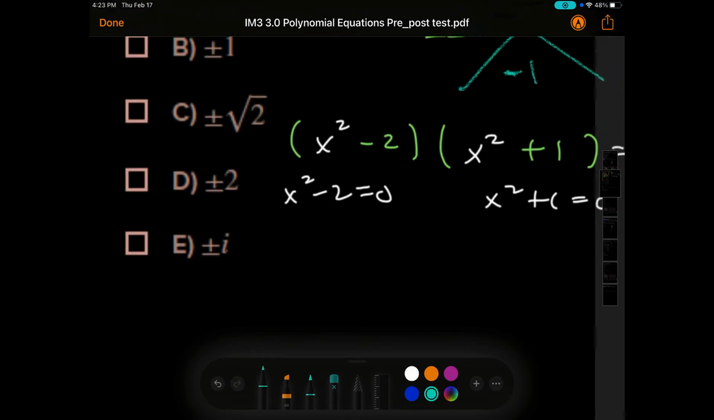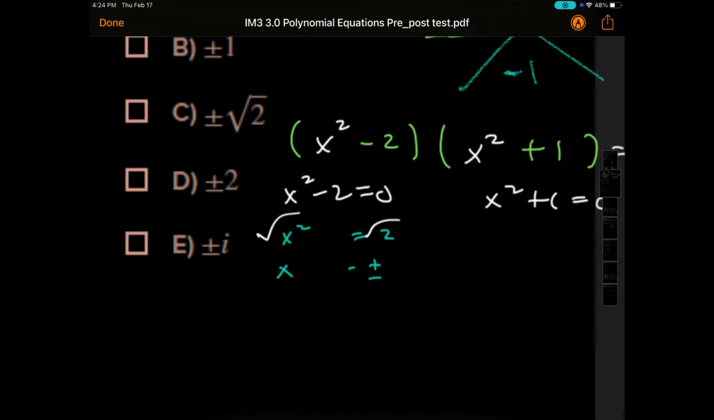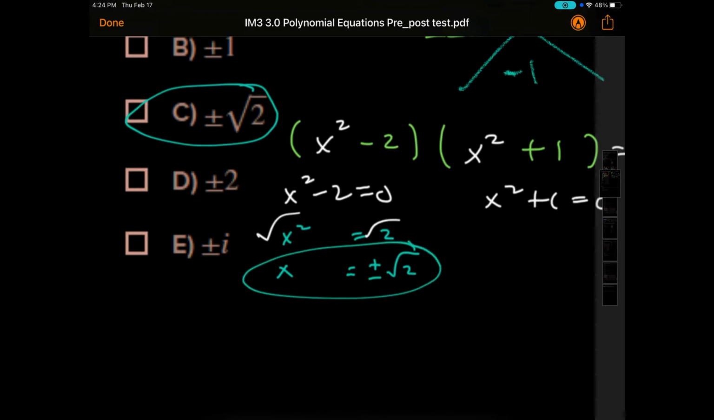And let's go ahead and work on this left side here. I'm going to add 2. I'm going to take the square root. Remember, when you take the square root, you have plus or minus. So this is going to read x equals plus or minus radical 2, which is choice C. Now, the plus or minus basically means you have something that looks like this. This is one answer, and this is the second answer.